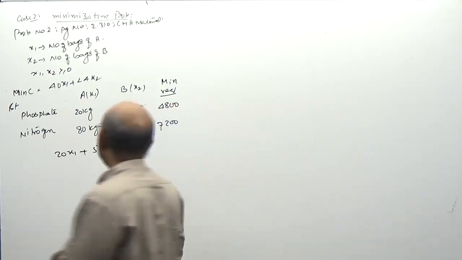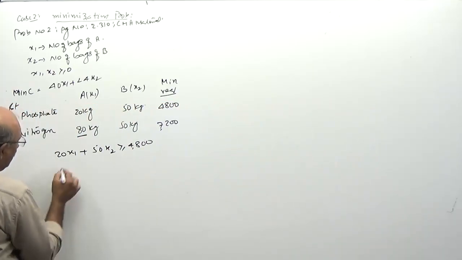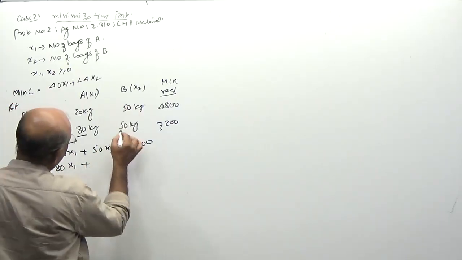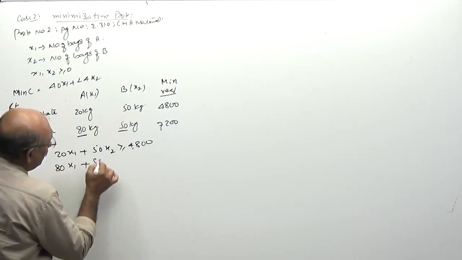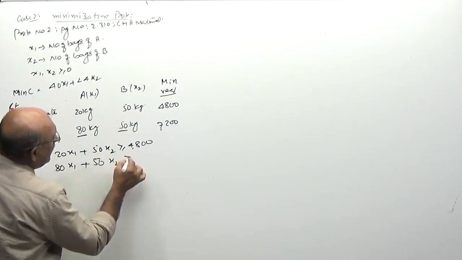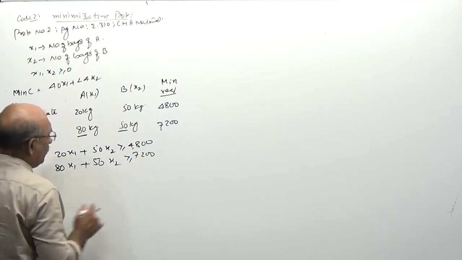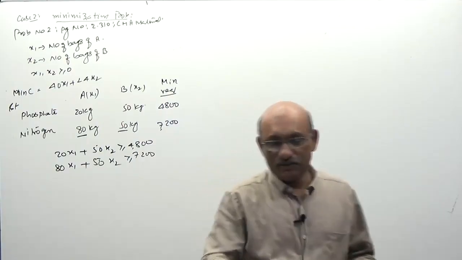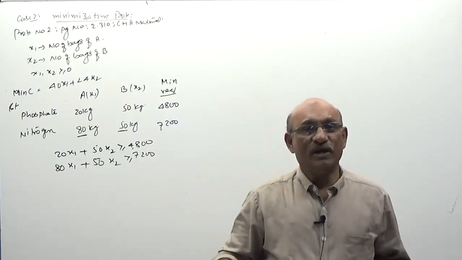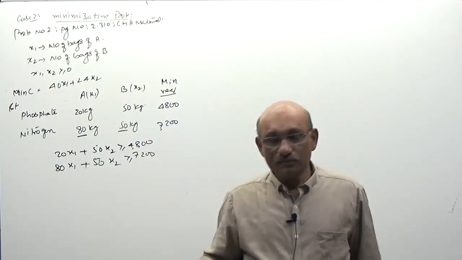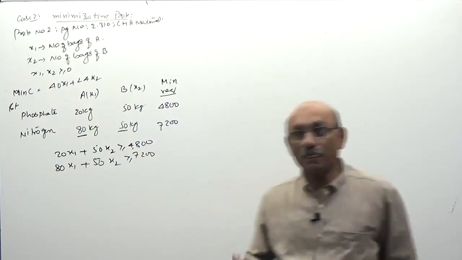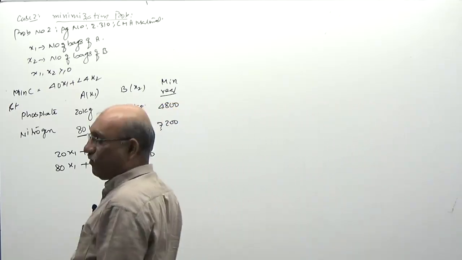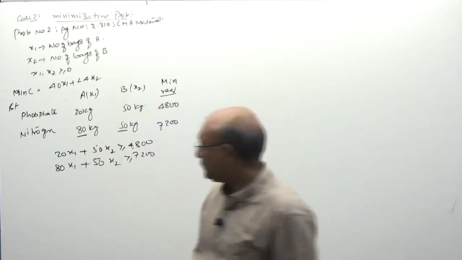Next, nitrogen. From one bag of A, 80 kilograms are available, so 80 into X1. And one bag of B contains 50 kilograms, so 50 into X2 must be greater than or equal to 7,200. This is the formulation of the given problem. Now, when formulation is over, we have to solve this.